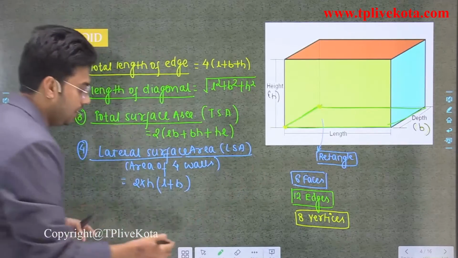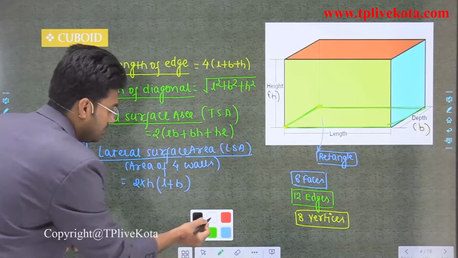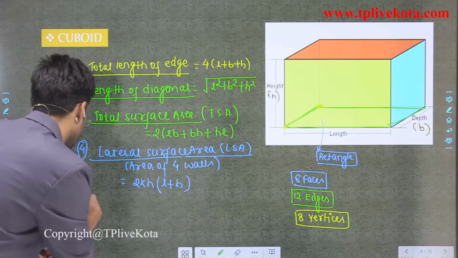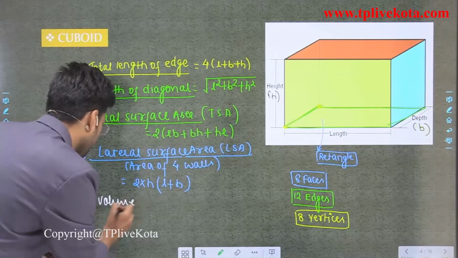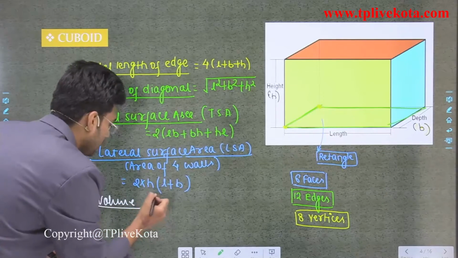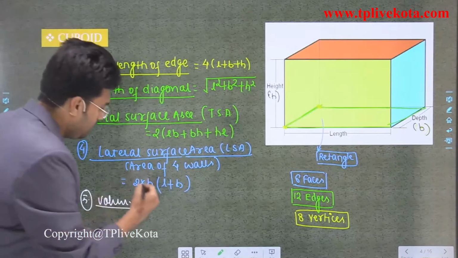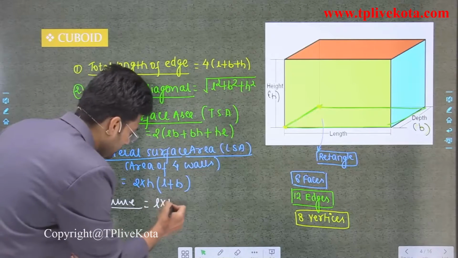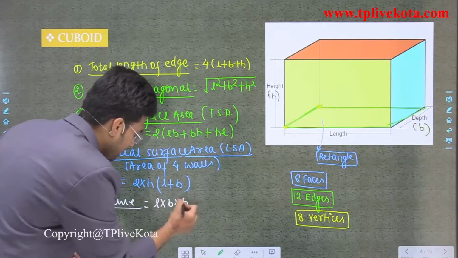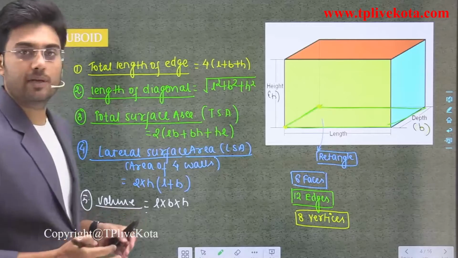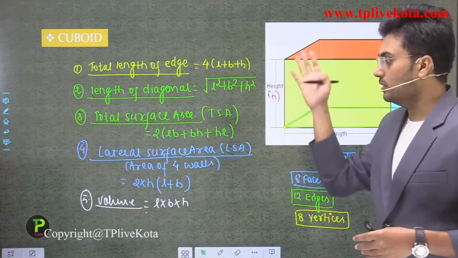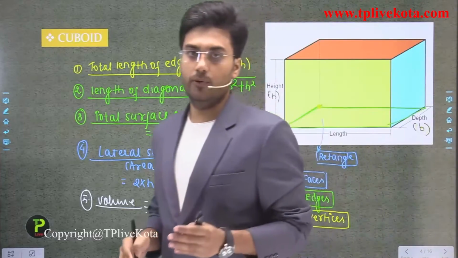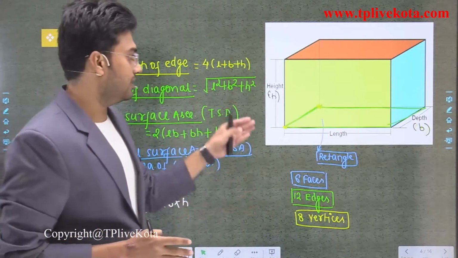Now the last, fifth, is the volume of the cuboid. So volume is equal to L multiplied by B multiplied by H, length multiplied by breadth multiplied by height. So these are a few formulas related to the cuboid, and we discussed what a cuboid is.